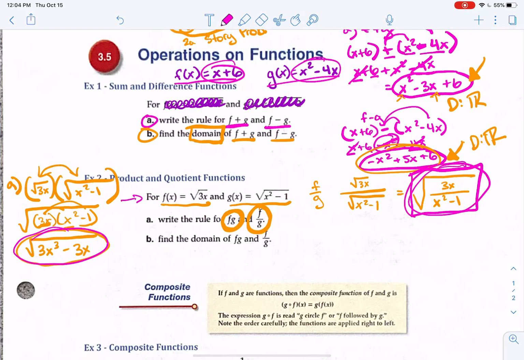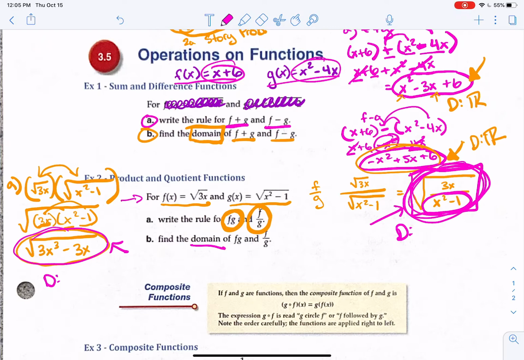So we're just going to leave our answer looking like this, and then we're going to do domain in just a second. So part B is where we find the domain of f times g and f divided by g, and this is where we're going to have some issues. So domain over here. This is a little bit trickier when you have a square root and all that stuff, and really, we have a square root over here, we have a square root over here, but then we also have division by 0 here. So we've got to look at all of those pieces together.